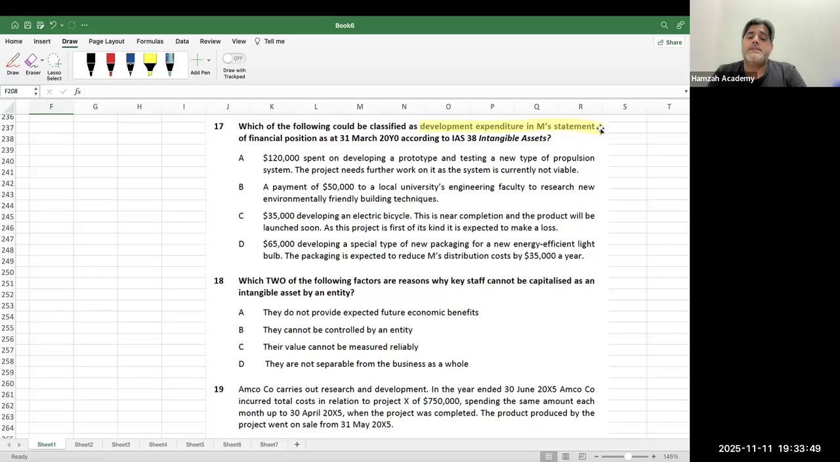35,000 developing an electric bicycle. This is near completion and the product will be launched soon, as the project is first of a kind. It is expected to make a loss. No, I mean, we need to have the resources available to complete, along with it being profitable as well. So it cannot be recorded as an asset over here. So D is technically going to be the answer over here because this is the last one. So yes, this is going to be the correct option. Why? Because 65,000 developing a special type of new packaging for a new energy efficient light bulb. The packaging is expected to reduce the distribution cost by 35,000 a year. Yes, by this you are getting a benefit. So yes, this should be capitalized over here.